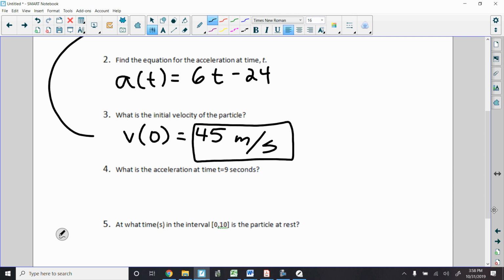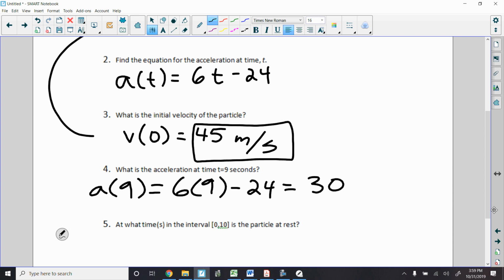Okay, we want the acceleration at time t equals 9. Now I'm just going to plug 9 in for t in my acceleration equation. A of 9 then would be 6 times 9 minus 24. That's 54 minus 24. That is 30. Again, my unit for acceleration would be meters per second squared.